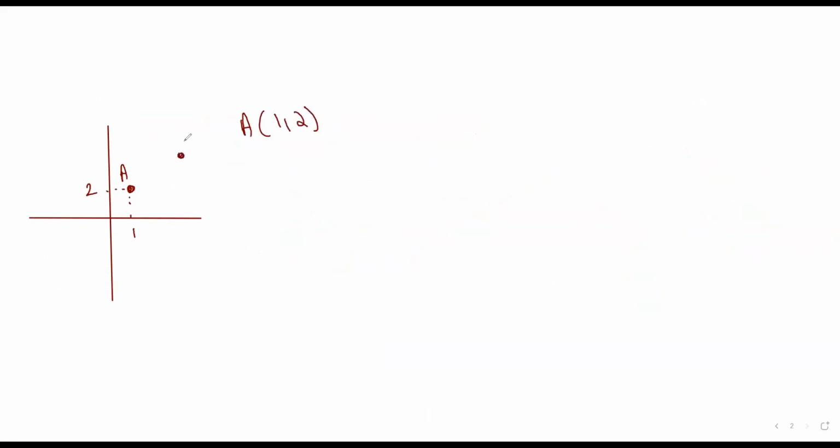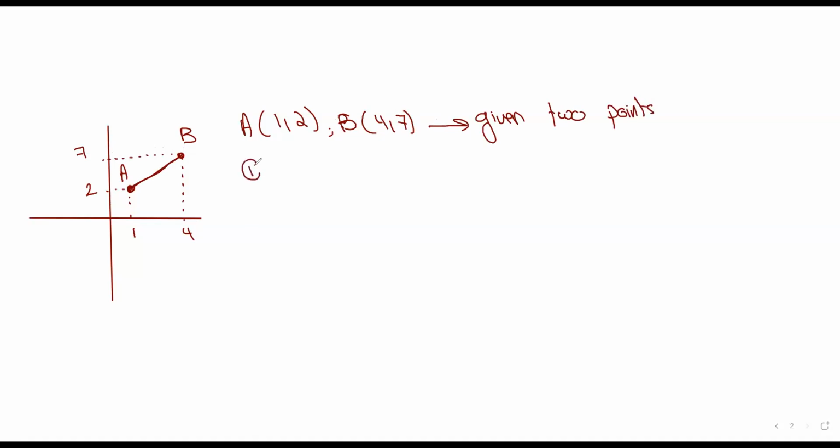And then point B was 4 and 7. Point B is 4 and 7. Okay? And there goes the line. So what is the first question that we might be asked when, as we said, we are given 2 points or 2 order pairs? When you are given 2 order pairs, you might be asked to find the gradient of the line.